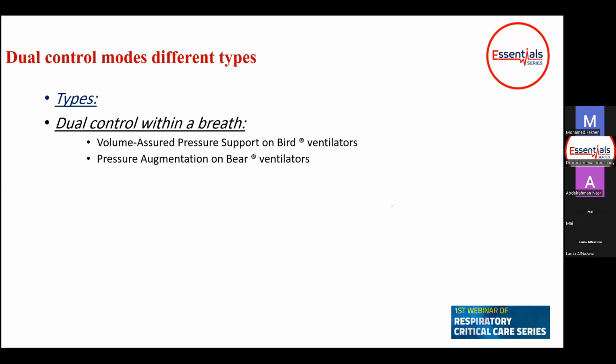Before ending, we have two types of dual control modes. There is a dual control mode that does not allow any breath without achieving the tidal volume. It's called dual control mode within a breath. In the middle of the breath, it measures the tidal volume. If the tidal volume is okay, according to the set tidal volume, it keeps the pressure limit as it is. If the tidal volume is not okay, it shifts from a pressure limited breath to a flow control breath and gives the amount of tidal volume needed by the patient. The most commonly used type is VAPS, or volume assured pressure support.